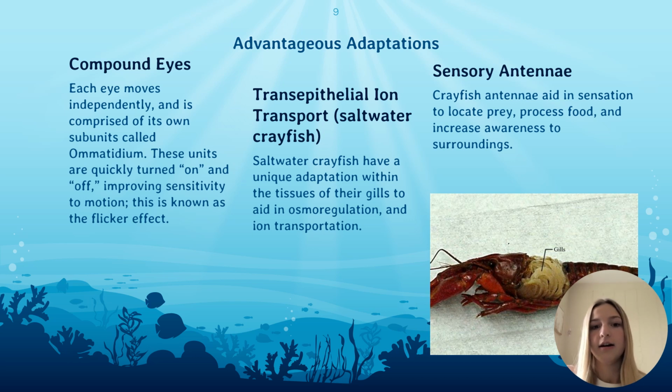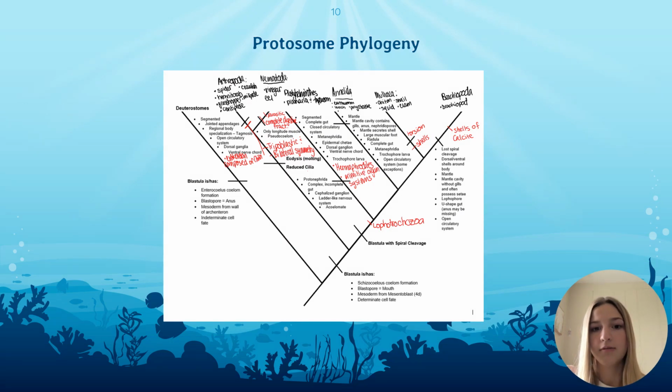And then the transepithelial ion transport. This is big for the saltwater species. So this is an adaptation that scientists have found in their gills, which helps with osmoregulation and ion transportation with those salt ions. And in the protozoan phylogeny, we found them to be in the Arthropoda classification, along with the spiders that we examined and a few other species.